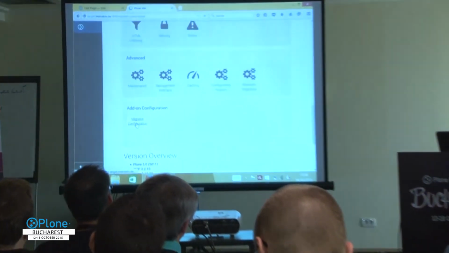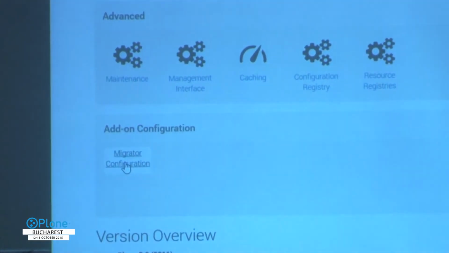So, okay, the question is why the Plone 3 site is faster than the Plone 5 site. I don't know.